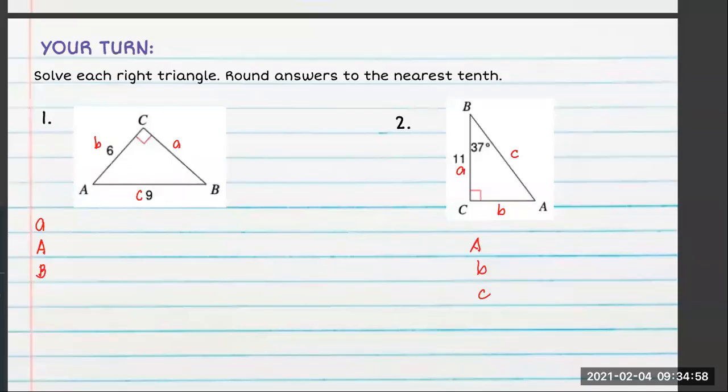Okay, so here are the answers. Check your answers, all right? What did you get for side A for number 1? If you don't want to unmute yourself, type it into the chat. Square root of 45. Did everybody get square root of 45? Okay, it says nearest tenth, right? So square root of 45 is 6.7.